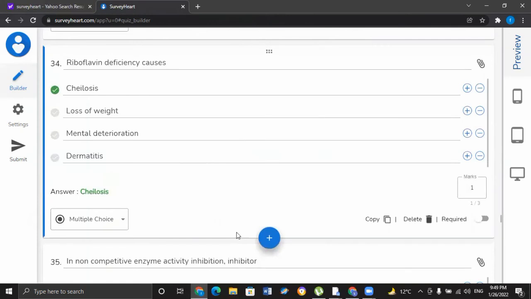Riboflavin deficiency causes: what happens due to the deficiency of riboflavin? There is a condition known as cheilosis, and cheilosis is the condition where the corners of the mouth become inflamed, which can lead to cracking and pain of the corners of the mouth. The cracks can even split and bleed. So it results from the deficiency of a vitamin that is known as riboflavin.